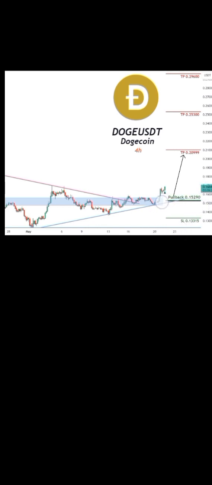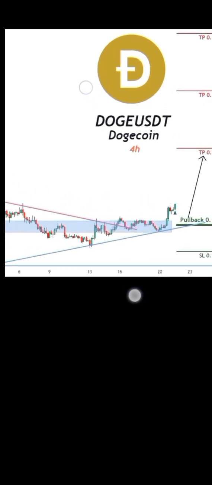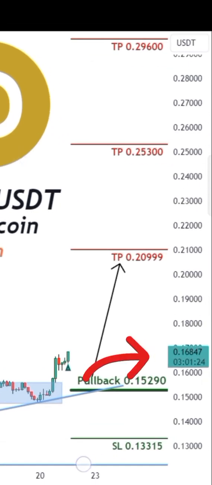Our pullback level, which is supposed to be our entry. Why is it called a pullback? It's called a pullback because you're going to see the price at 0.16847, which is higher than the pullback price, which is 0.15. So it's saying that you should expect price to drop to that level, which should be your entry level.